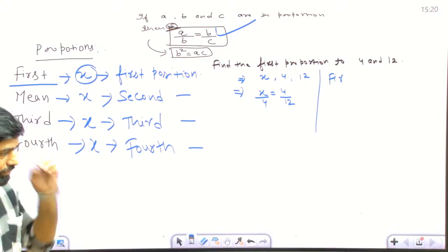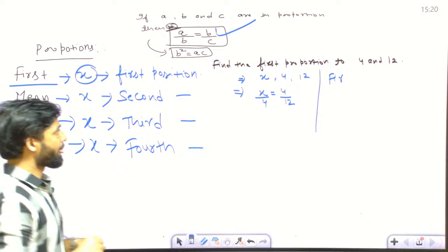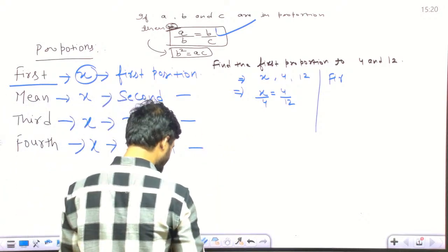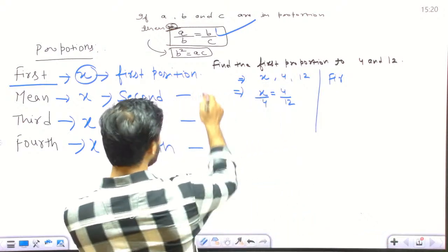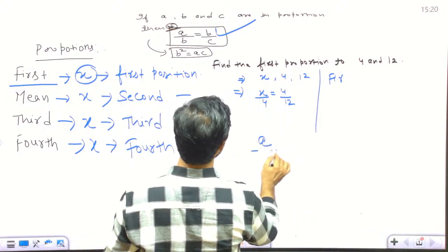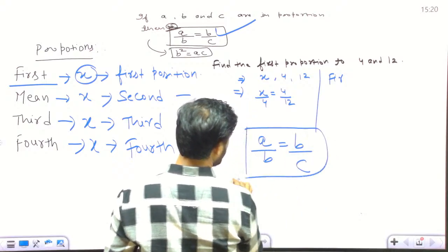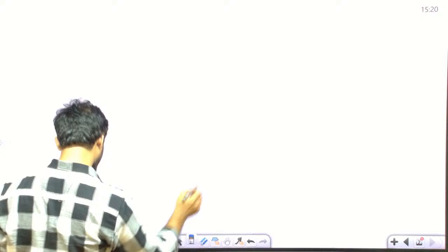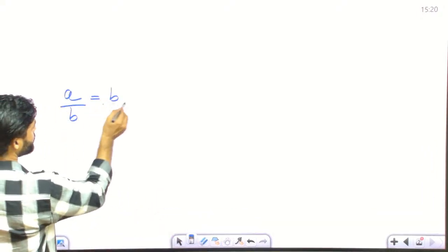Okay, write first question. I will not change the numbers, just to show you the difference we are getting. Write first question. This is right in front of you, that A by B equals to B by C. Let's take it on the next page: A by B equals to B by C.